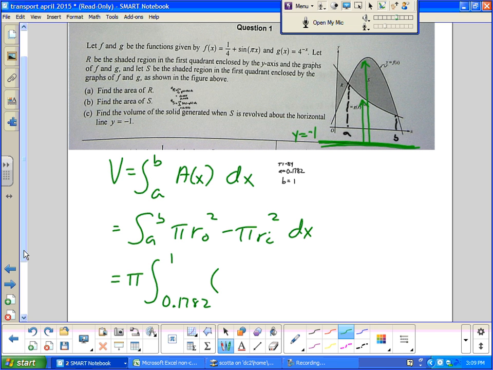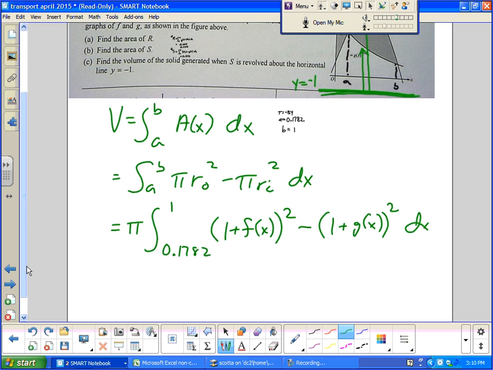R_O is going to be 1 plus f of x, quantity squared. All right? 1 plus g of x, quantity squared for R_I, dx. And again, that's all I would write. I'm done writing. I'm going to type this in. I'm going to take my time. Again, this is one of those OR answers. It was either 558 or 559. And this was 3 points.